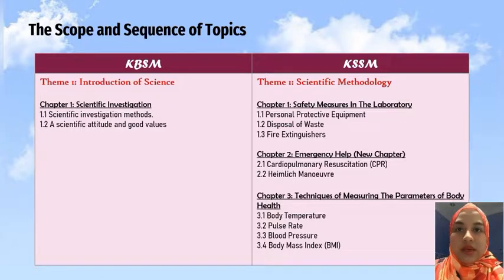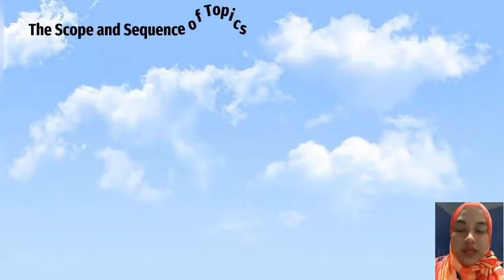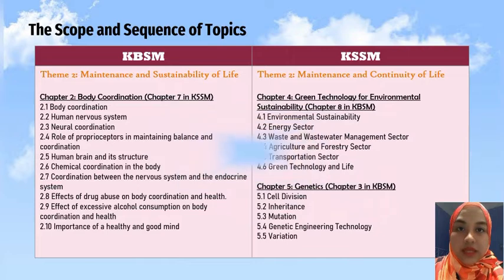In KBSM, it covers Chapter 1, Scientific Investigation, only 1 chapter, but in KSSM, it covers 3 chapters, which are Chapter 1, Safety Measure in the Laboratory, Chapter 2, Emergency Help, which is a new chapter, Chapter 3, Techniques of Measuring the Parameters of Body Health.